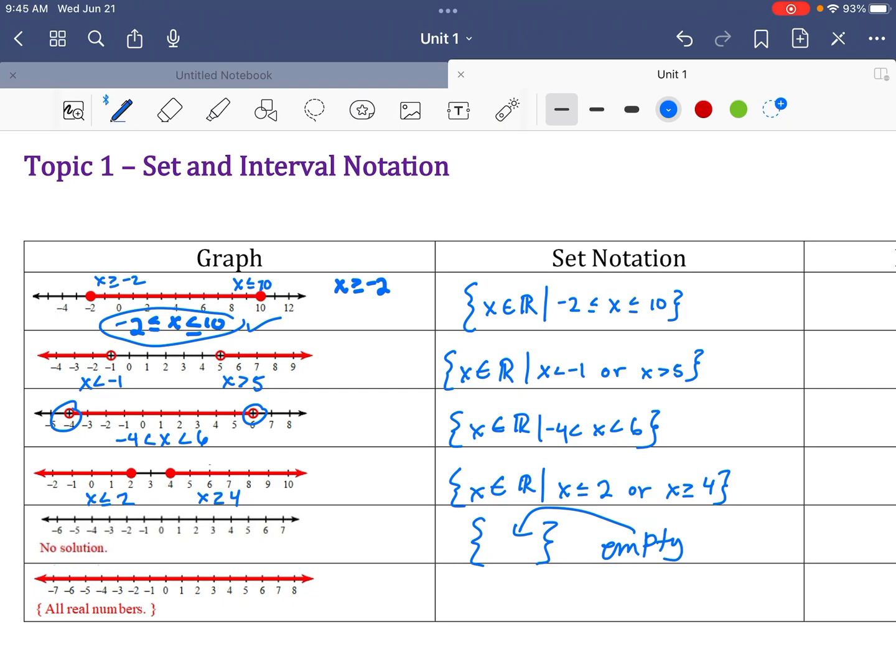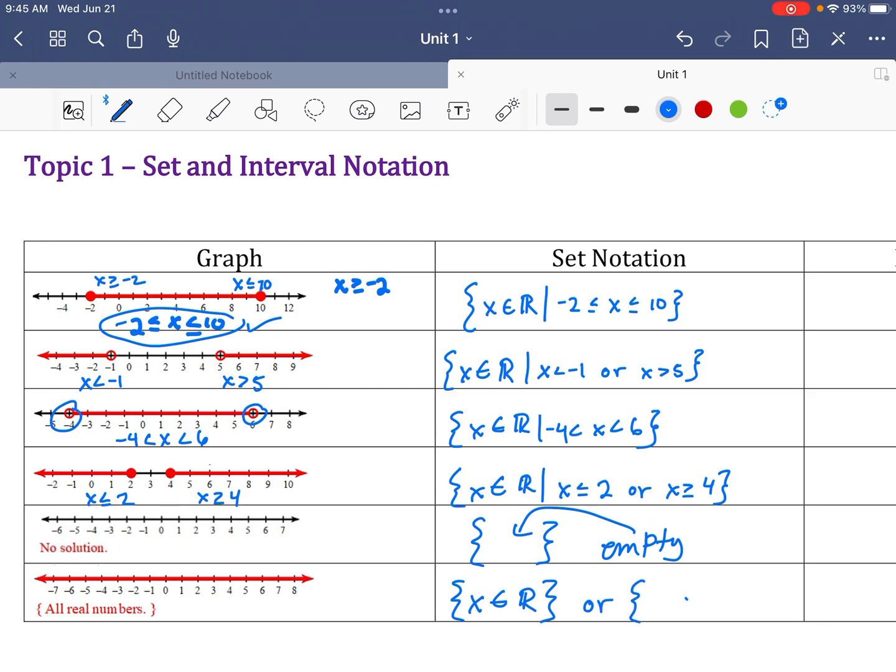And when you have all real numbers, you can write it a couple different ways. You could say this: x is an element of the real numbers, and then stop, because literally there's no conditions. This area back here is basically for a condition on what the real numbers are. So you're just basically saying x is a real number, any real number that you want. Okay, or you might see it written like this.